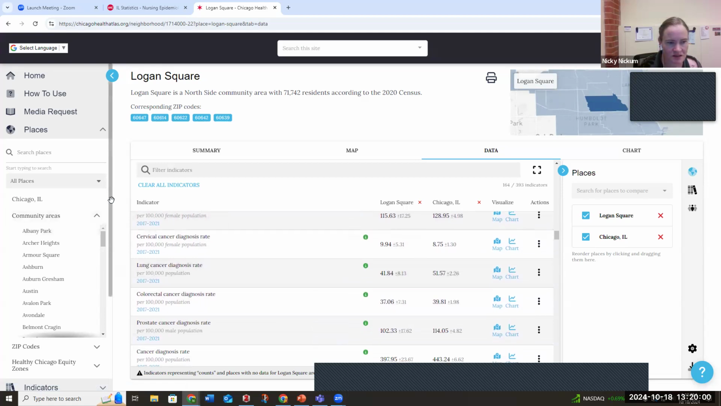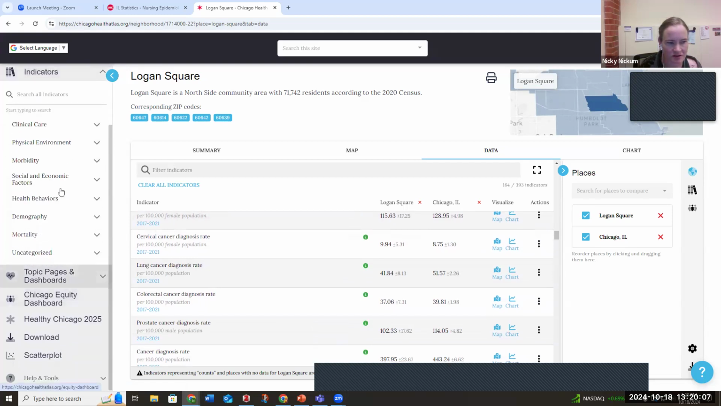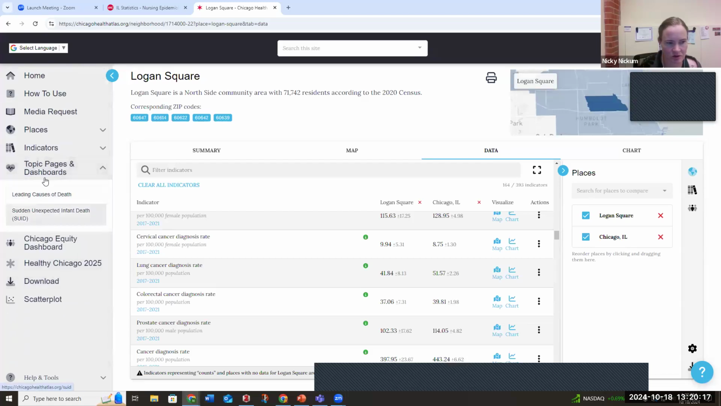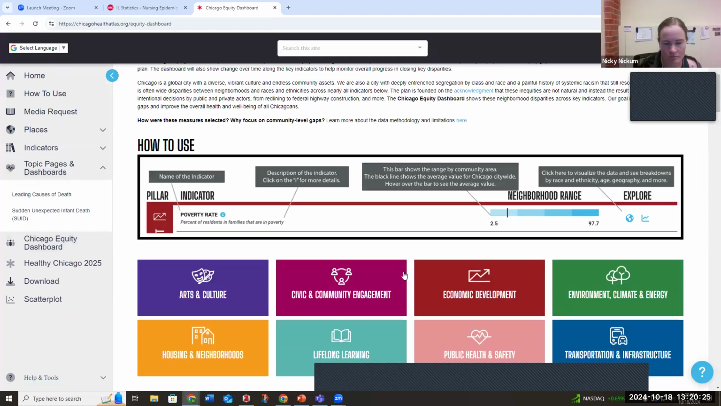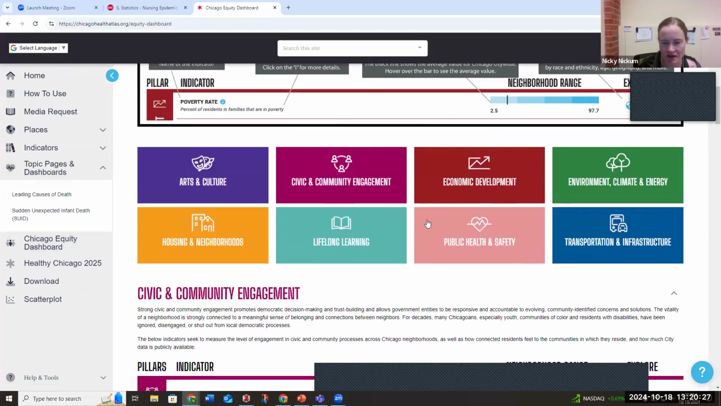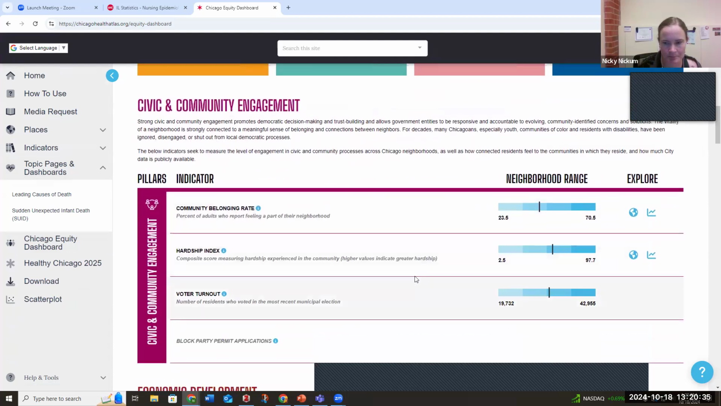We scroll down on the side here, can change community areas. Can also look at the indicators here. So we can, like I said, clinical care, physical environment. We can navigate here. I'll also go to topics and dashboards. I like the Chicago Equity Dashboard here. And it gives a wider view of the goal of equity and community in the city.